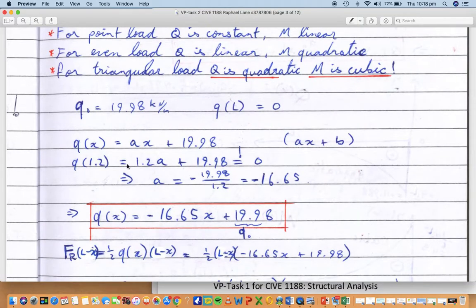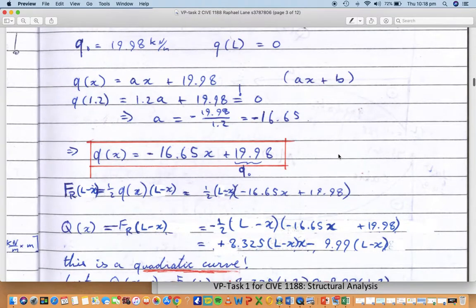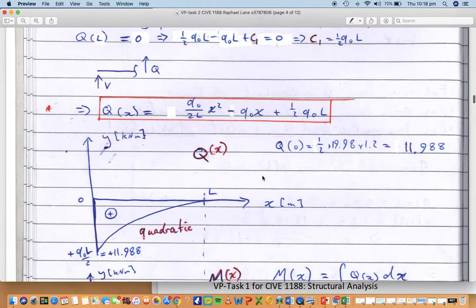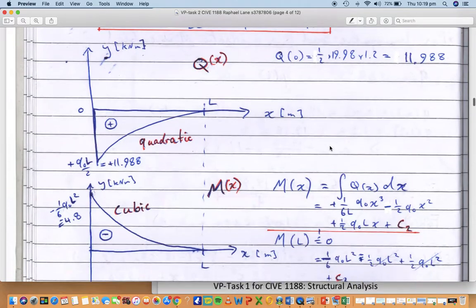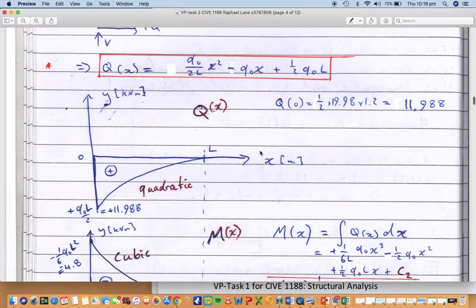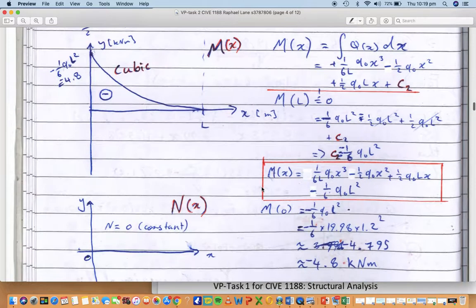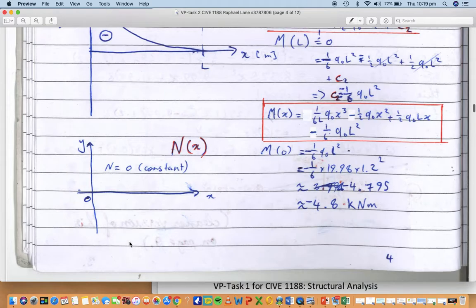From the distributed load, I calculated a function for that curve, and then using integration, I calculated the shear force and the bending moment functions. Then I applied boundary conditions to determine the points at which these forces are greatest, and also what the magnitudes are at those points. And as you can see, the shear force follows a quadratic curve, and the bending moment follows a cubic curve, which makes sense with integration. And of course, the normal force is 0.